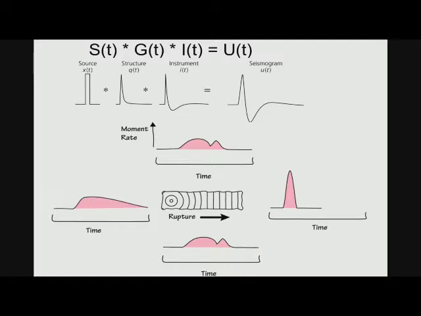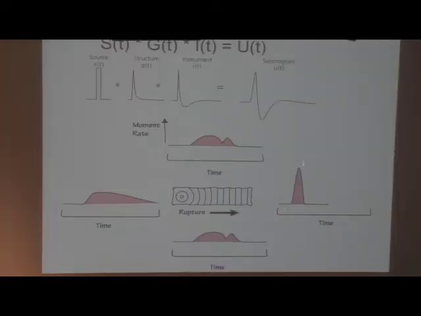So this is now moment rate as a function of time. The area under these curves is the moment. That has to remain constant no matter where you're observing it. But you see it as a much higher amplitude, shorter duration signal in the direction of rupture, and a much lower amplitude, longer duration signal in the opposite direction of rupture, and then what we call the true distribution of moment with time in the perpendicular directions. Okay, so we get spatial information from the shapes of the source time functions.